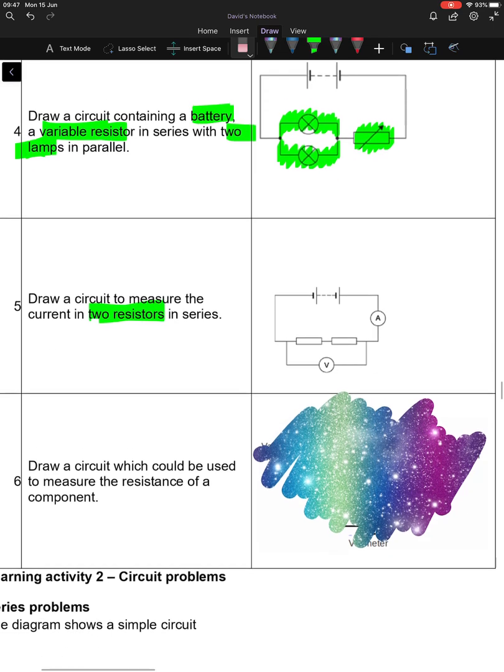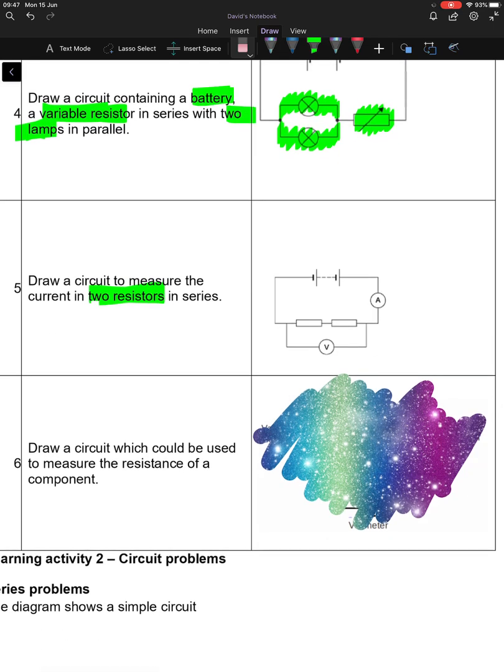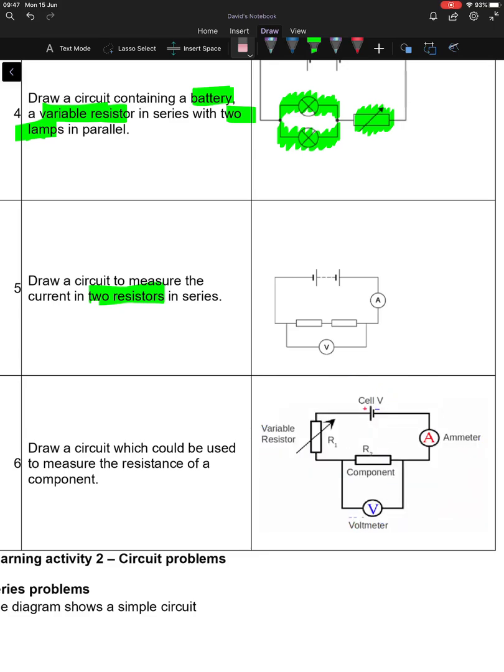Circuit to measure the current in series in 2 resistors. Had a look at this already. That's how we do it. And then draw a circuit which could be used to measure the resistance of a component. So this would be the resistance of the component that you're measuring.